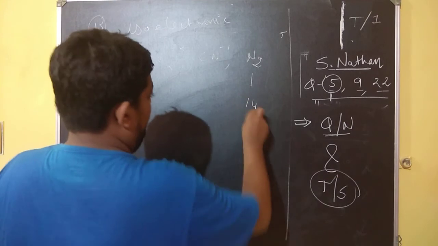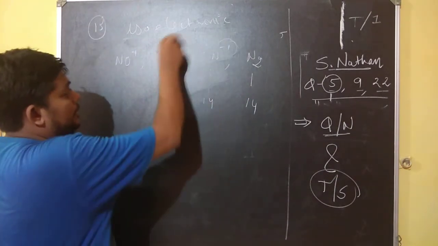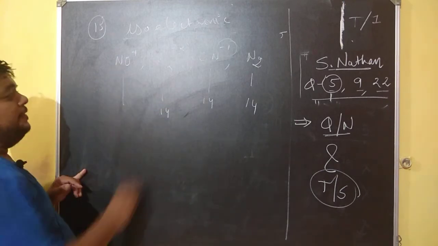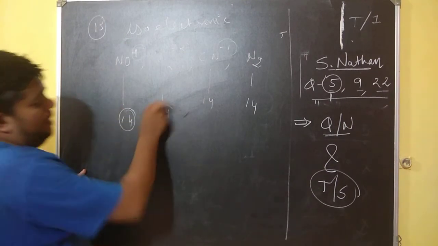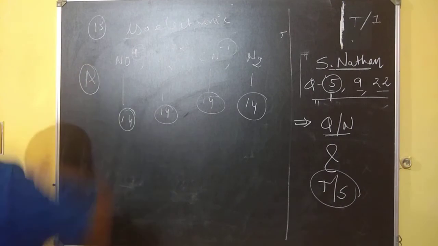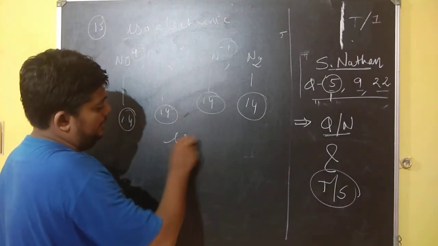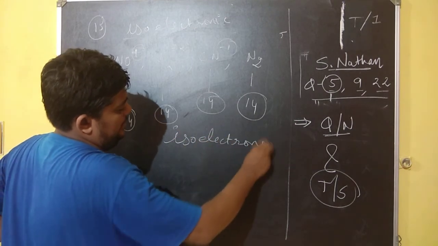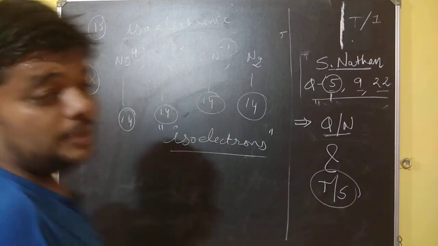7 plus 7, 14. 6 plus 7, 13, and 1 extra, 14. 12 and 2, 14. 7 and 8, 15, plus means 1 less, so it is 14. If you see, all the 4 species in option A have the same number of electrons, and hence these are isoelectronic.